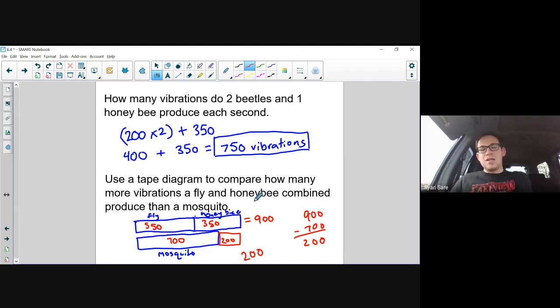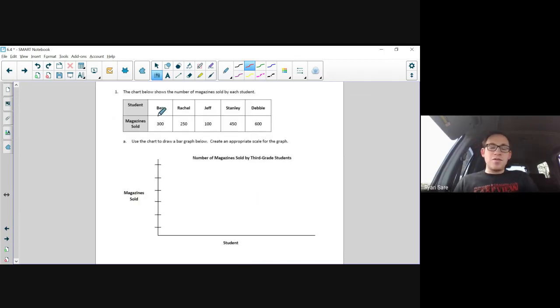Okay. Let's go ahead and look at this first part of the problem set. The first thing that we need to do is create a scaled bar graph. And so it says the chart below has the number of magazines sold by each student: Ben, Rachel, Jeff, Stanley, and Debbie. Now to make the scale, I'm going to look. 0 is always right down here. This bottom spot right here, this is always 0. And I've got 1, 2, 3, 4, 5, 6 spots. So knowing that, I'm going to think, what scale can I use?